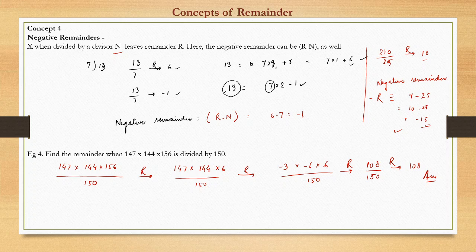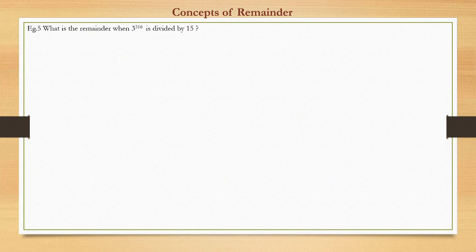Right. Now we'll move to another example. This is also an interesting question. What is the remainder when 3 raised to power 516 is divided by 15? We'll use all the concepts here. See, what can you write? 3 raised to power 516.